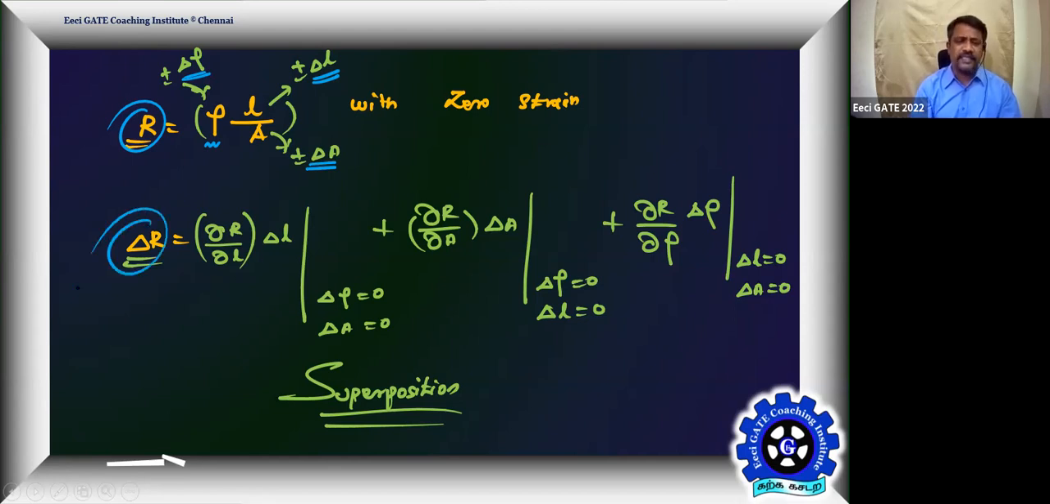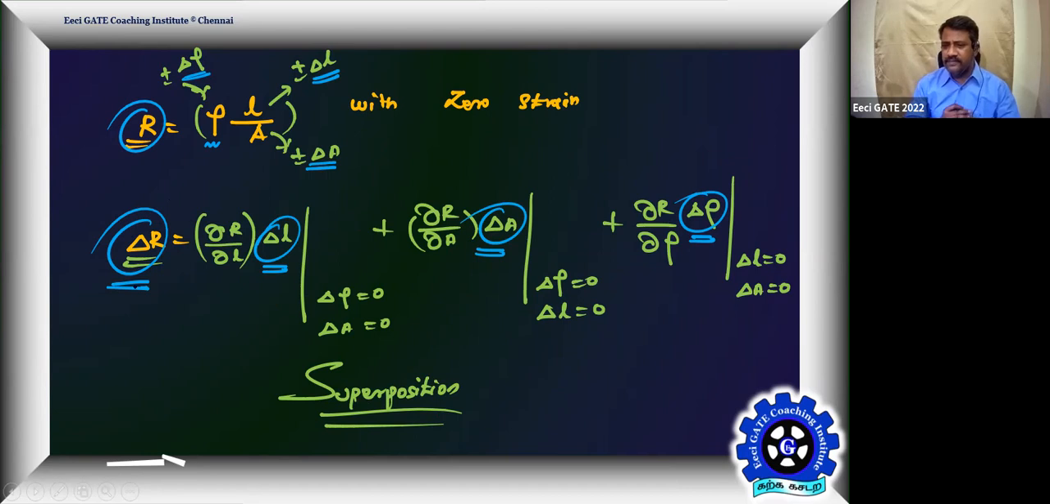So the change in resistance is going to be a function of change in length, a function of change in area, and a function of change in resistivity. We are applying superposition, finding the delta L effect on delta R, the delta A effect on delta R, and finally the delta rho effect on delta R. So contribution due to delta L, contribution due to delta A, and contribution due to delta rho, giving you the final change in resistance. And mathematically, this is perfectly all right.